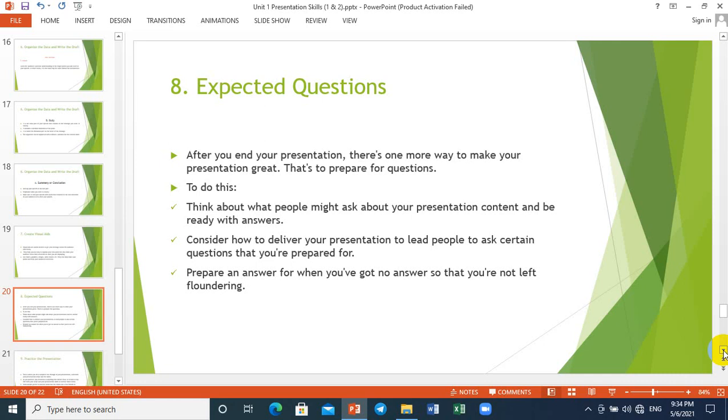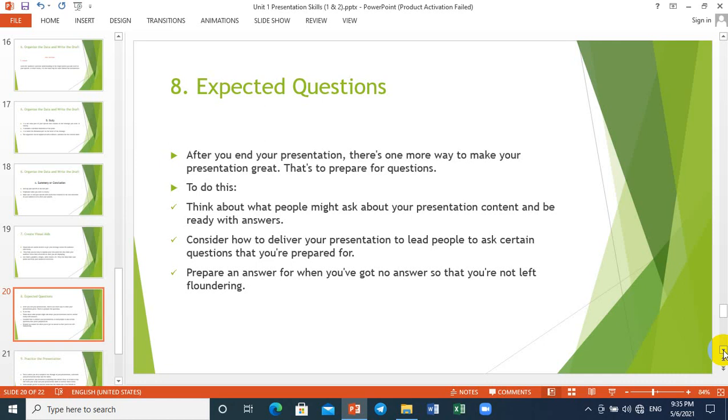So we think about the questions that the audience will ask you, and you also think about the answers that you have to reply to the questions that the audience asks. Consider how to deliver your presentation to lead people to ask certain questions that you are prepared for. So when you conduct your presentation, you need to lead the audience to ask some questions that you have already prepared for them.